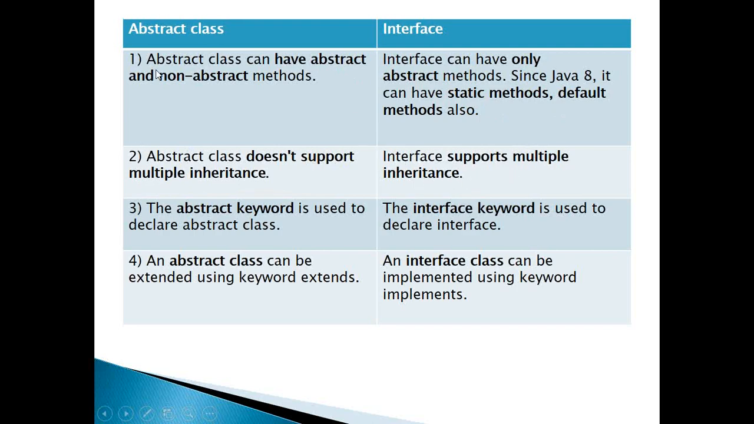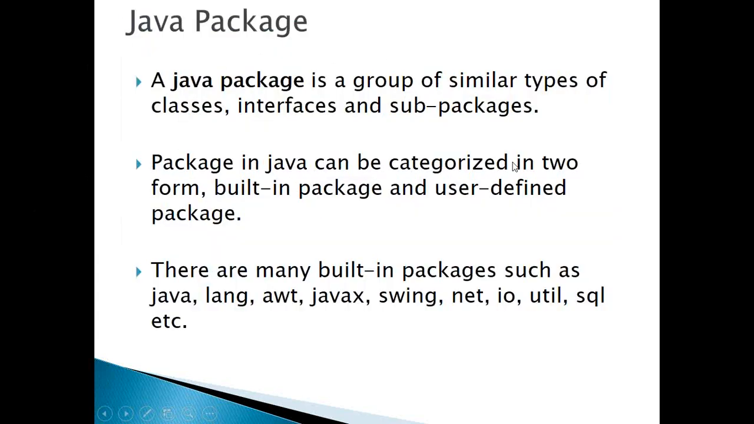Here this is very silly. The abstract keyword is used to declare an abstract class. Here we use interface, and an abstract class can be extended with extends. Here we have to use implements. So these are some of the examples. We'll discuss the last concept today, packages.